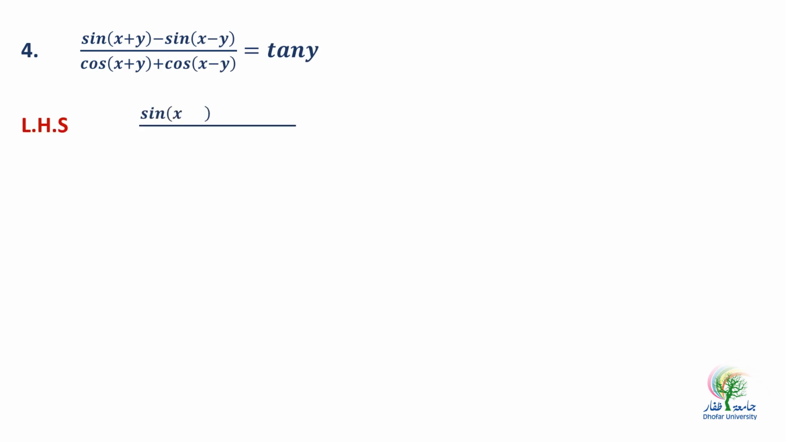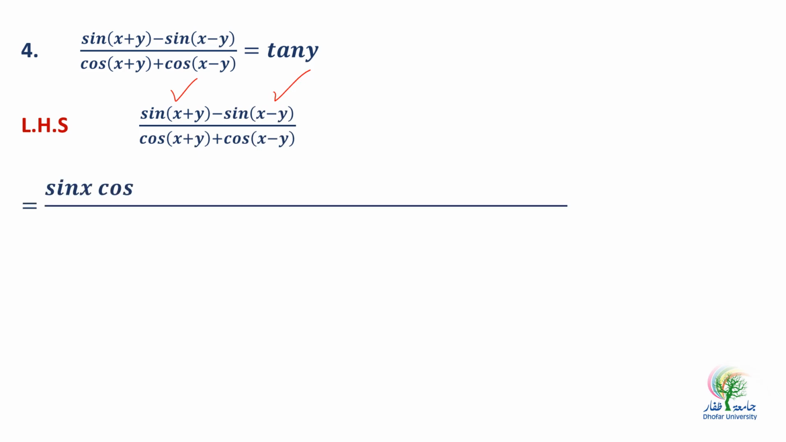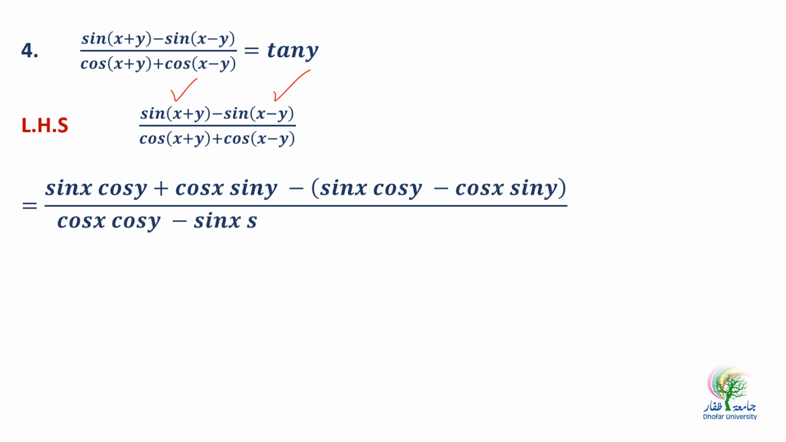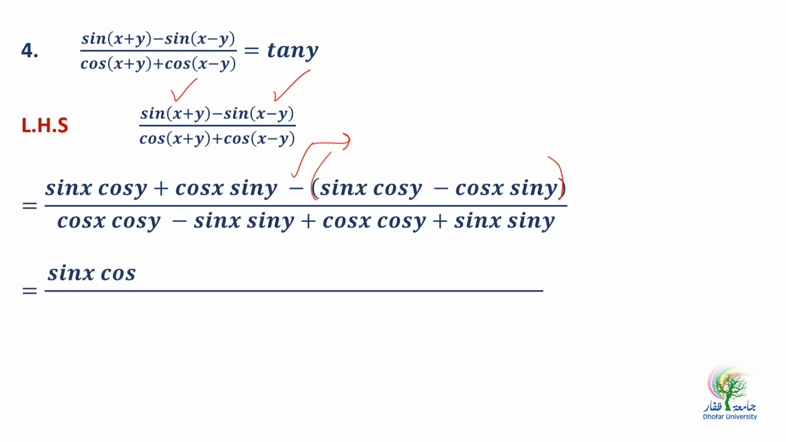The next question is sine(x plus y) minus sine(x minus y) divided by cosine(x plus y) plus cosine(x minus y) equals tangent y. Again we will take the left hand side and use the addition and subtraction formulas of sine and cosine, and we have to open it. So just open it using the addition and subtraction formulas. But just remember, if we have a minus, we keep a bracket, and this minus will multiply later. In the next step, the minus will multiply.